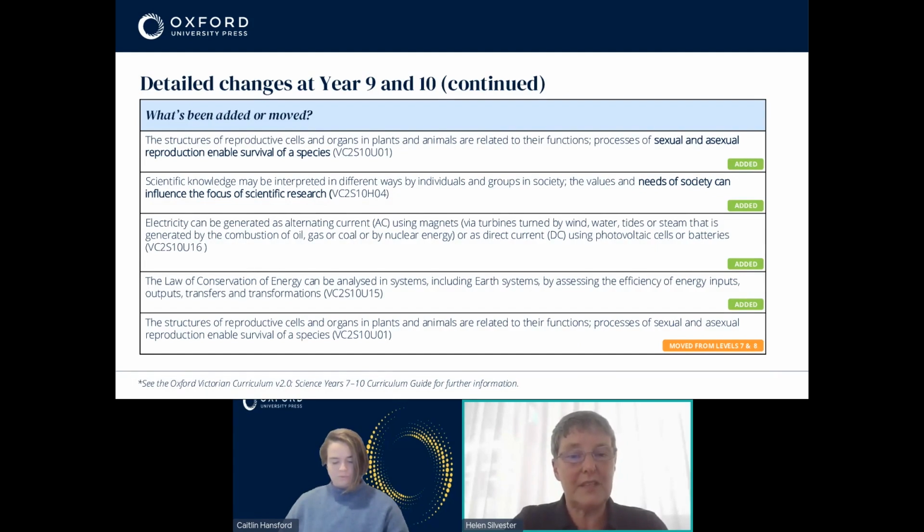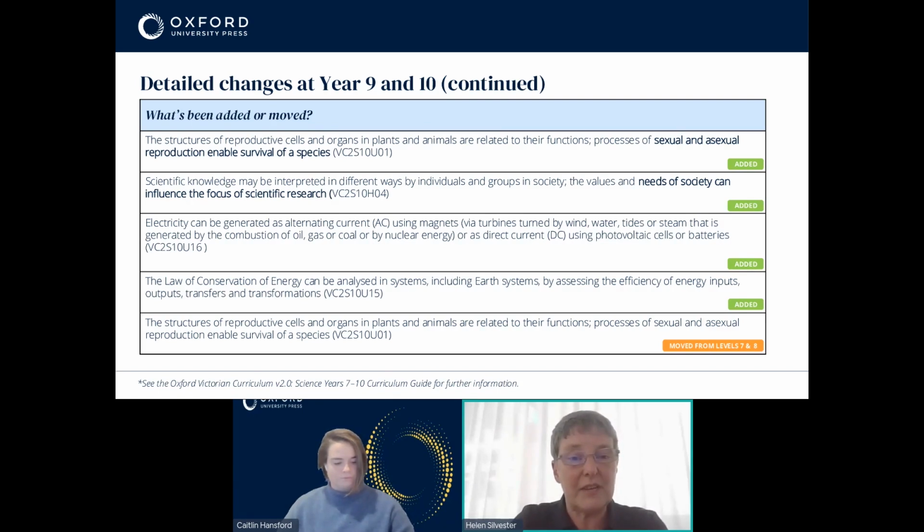Other changes, reproduction. So reproduction, as I said, has come from Year 8 into Year 9, but the key focus is this is setting students up for evolution. So I would tend to teach this in Year 9 if you're teaching evolution in Year 10, because the key thing that I've highlighted here is sexual and asexual reproduction, enabling the survival of a species. That means the r-selected and K-selected reproductive strategies need to come in there as well. We've got scientific knowledge and the needs of society. So again, that forward-looking application of science and how we can use it and how we can communicate it.